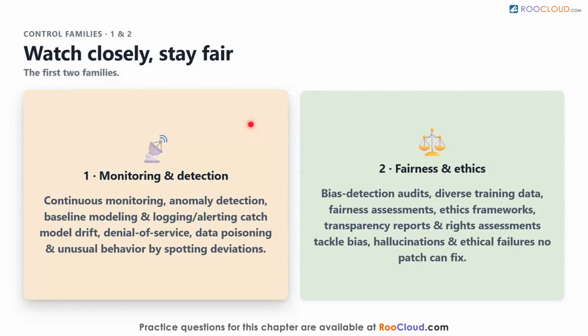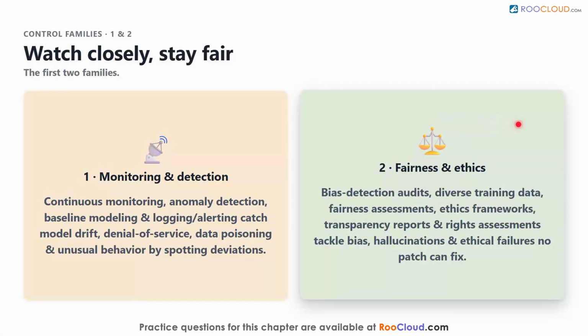The first family is monitoring and detection. Continuous monitoring, anomaly detection, baseline modeling, and logging and alerting catch a wide range of threats, from model drift and denial of service to data poisoning and unusual behavior by spotting when something deviates from normal.